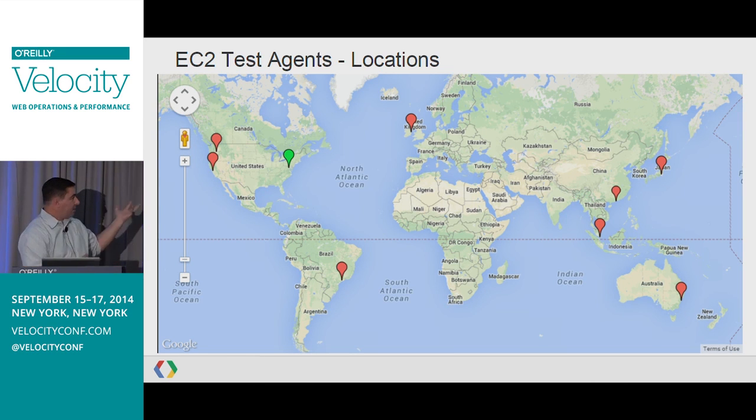And this is the current EC2 map. I think Africa is like the only continent missing at this point. They've got really sweet South America, North America, Asia, even Australia test locations. So if you've got a global footprint you need to do testing on, it's really an easy way to do it.